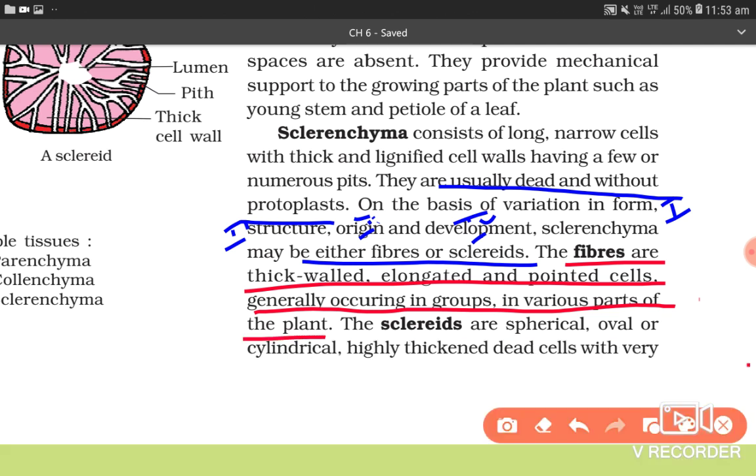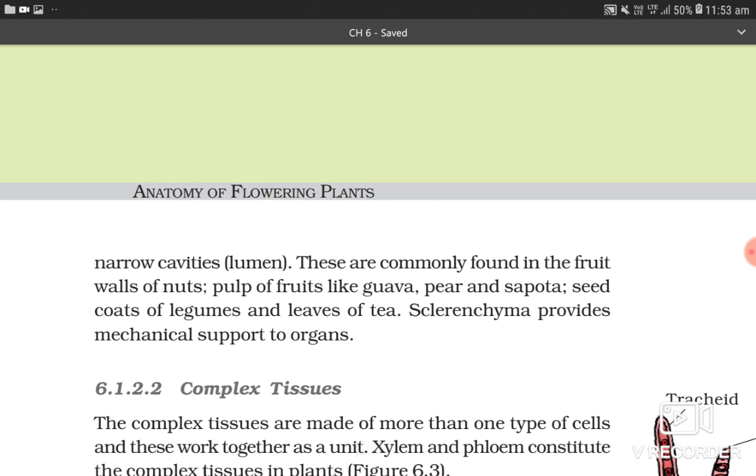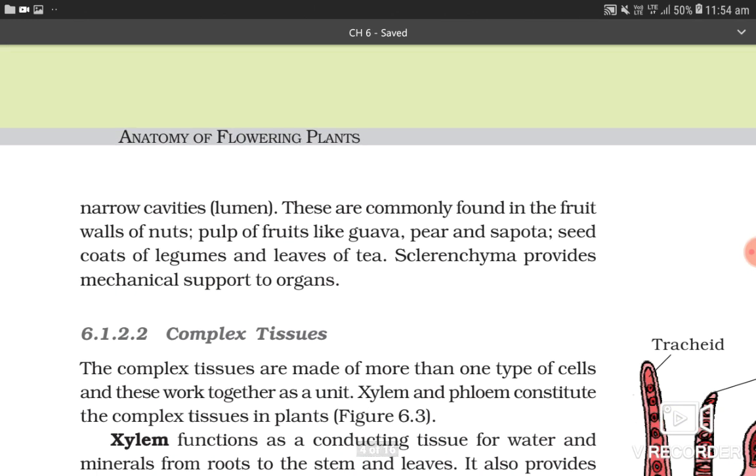The sclerides are spherical, oval, or cylindrical, highly thickened, dead cells with very narrow cavities called lumen. They are commonly found in fruit walls of nuts, pulp of fruits like guava, pear, and sapota, seed coats of legumes, and leaves of tea. Sclerenchyma provides mechanical support to organs.